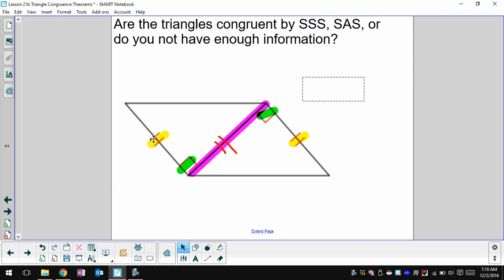So here we have two pairs of sides and the angles that are between them all congruent. So we have side-angle-side. So these two triangles are congruent by the side-angle-side theorem.